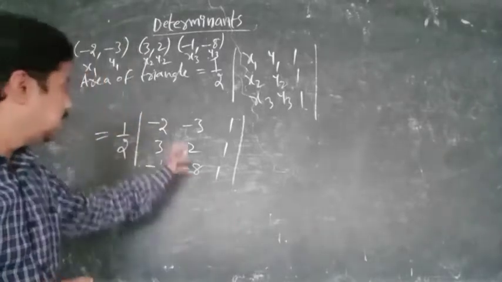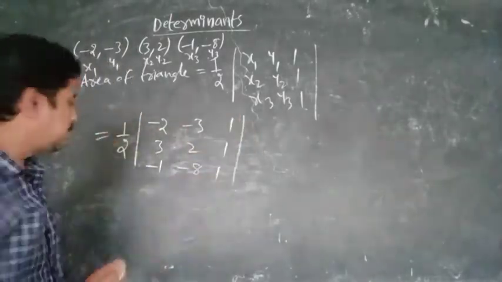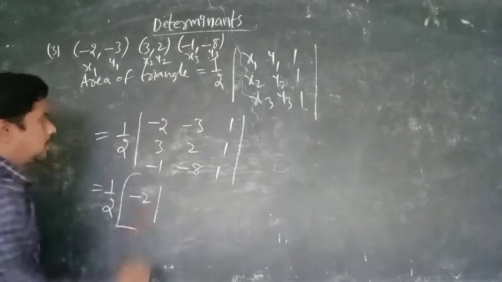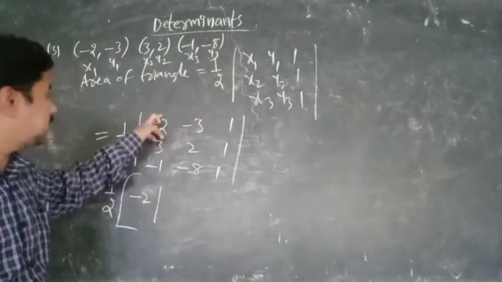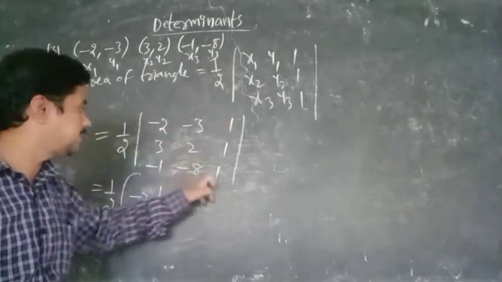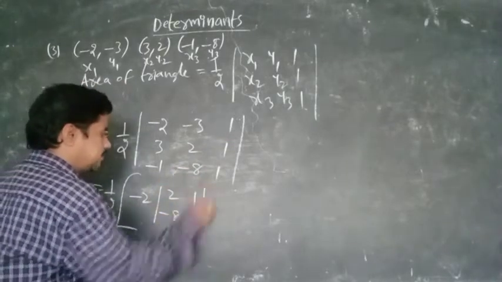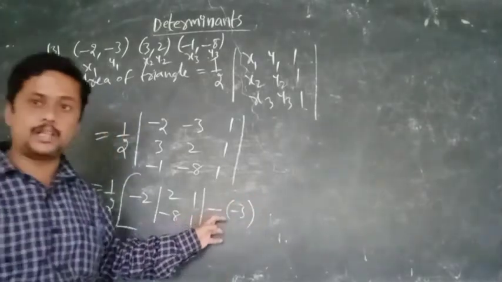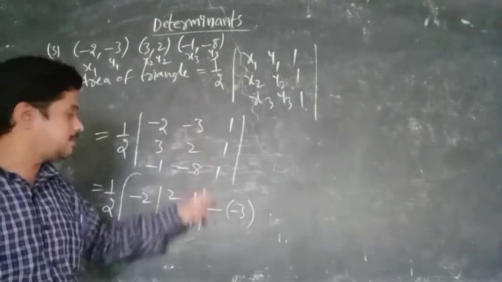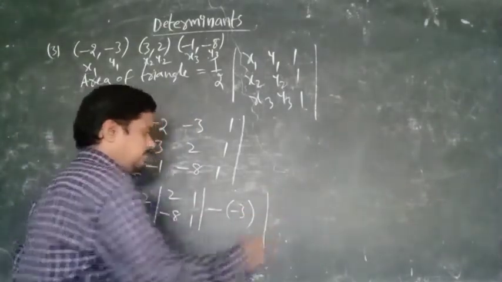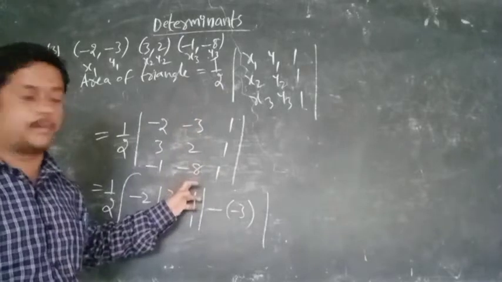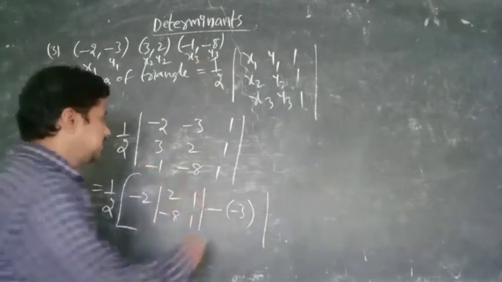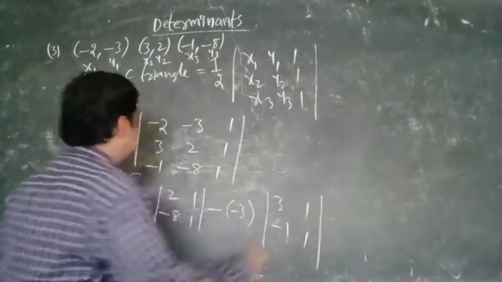You can see, we fix the first row. Fixed row, 1 by 2 minus 2 into, we have to eliminate the first row and first column. The remaining is 2 1, minus 8 1. Okay, minus half, minus 3 formula, minus this one. Second one is minus, so minus 3 into, minus 3 lies in the first row and second column. Now eliminate this row and this column. Remaining is 3 1, minus 1 1.